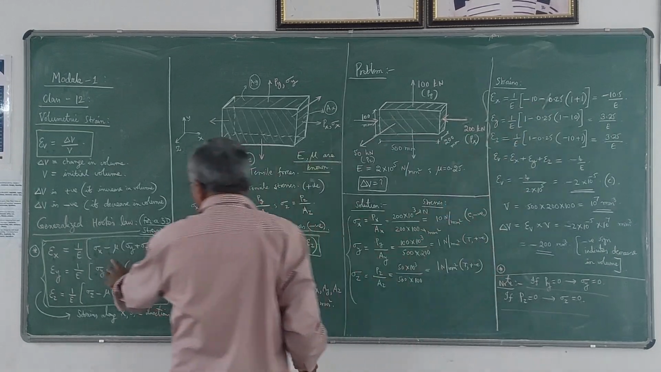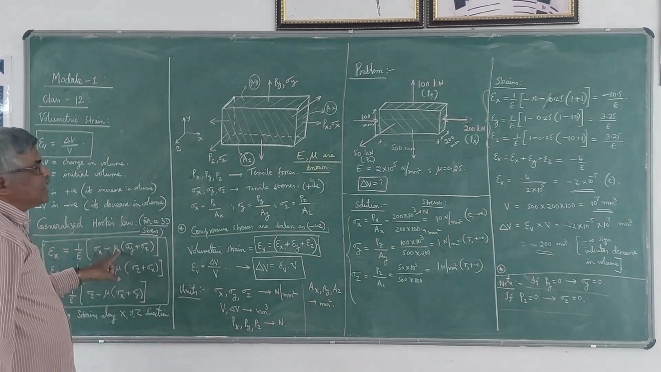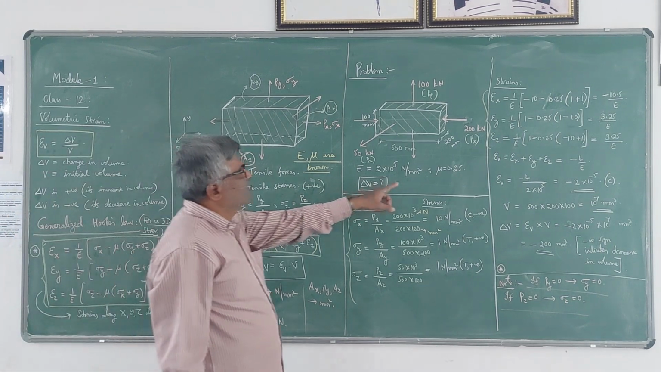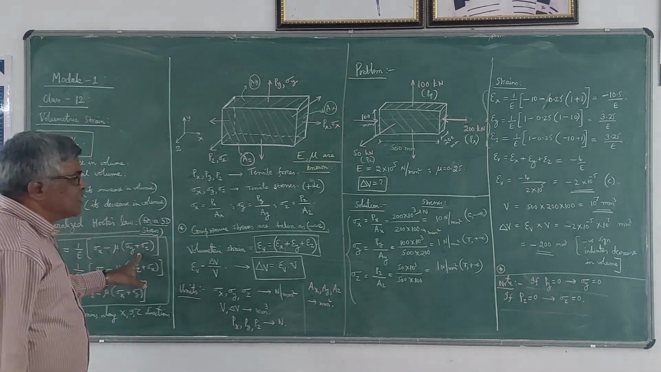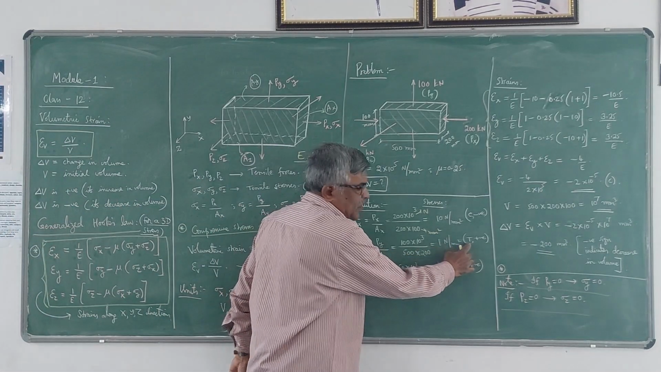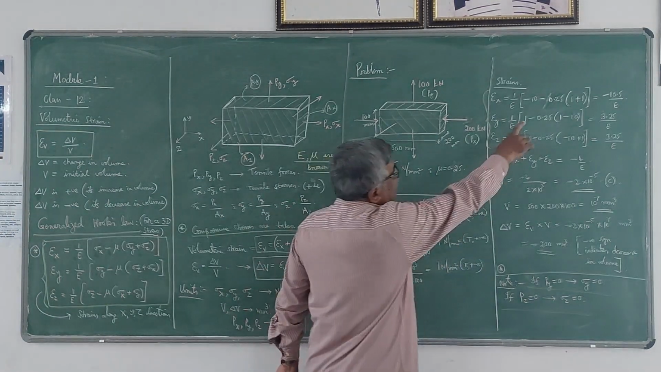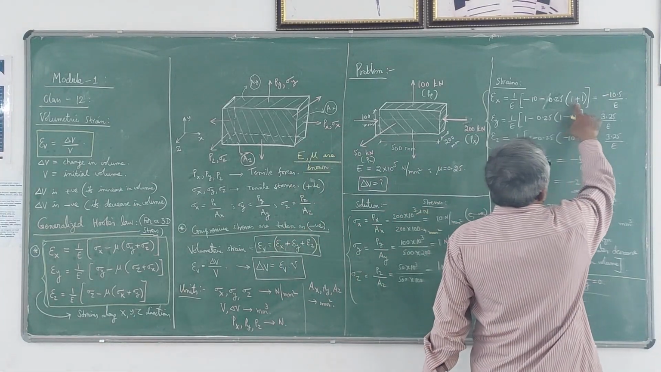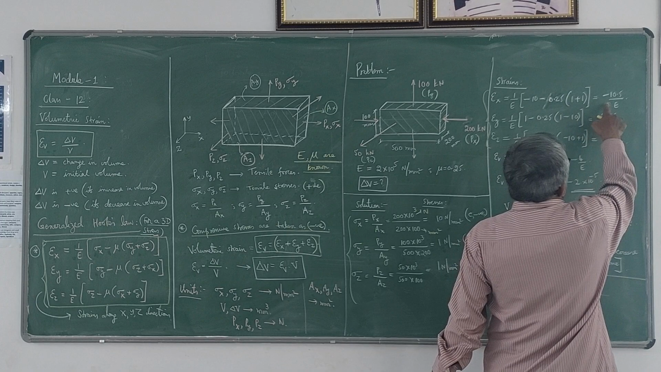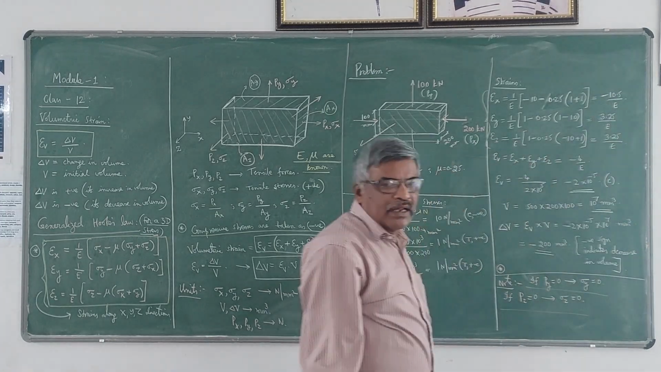Okay. Then minus. This is the formula. Into mu is 0.25. He has given mu value 0.25 into sigma y plus sigma z. Sigma y is tensile. So therefore it is positive. Sigma z is also tensile. Therefore it is positive. So sigma y plus sigma z. If you simplify this, you get minus 10.5 divided by E.